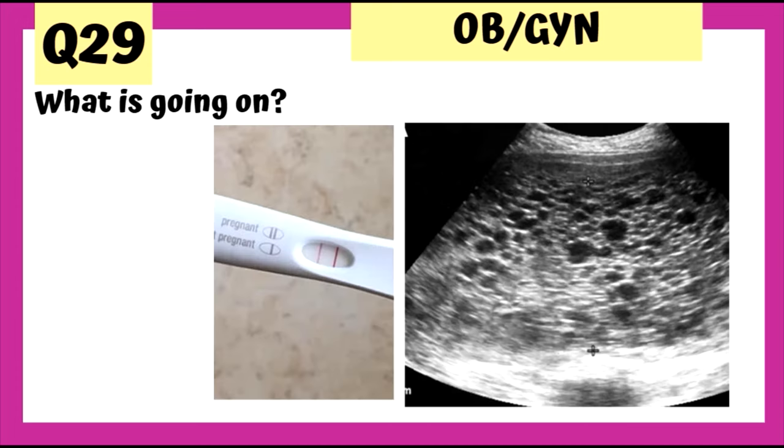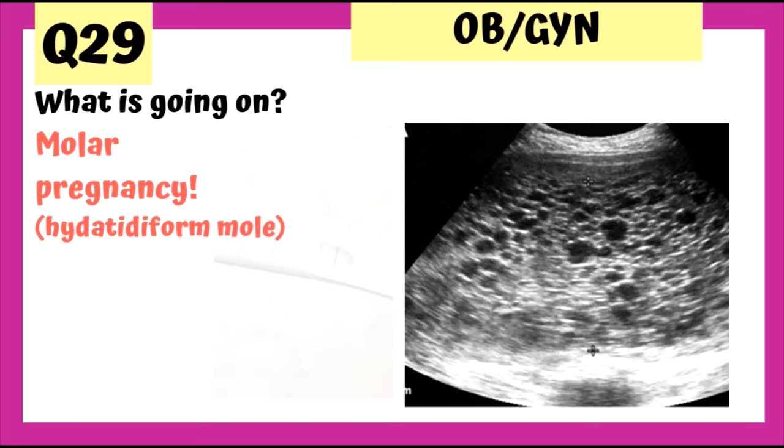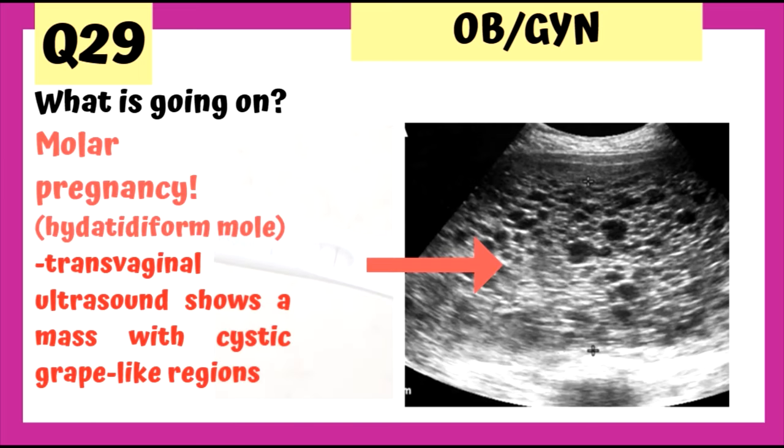Question 29, what's going on over here? We see a positive pregnancy test and this ultrasound. The answer is, this is a molar pregnancy, a hydatidiform mole. The transvaginal ultrasound shows a mass with cystic grape-like lesions. It's not a baby, it's a molar pregnancy.